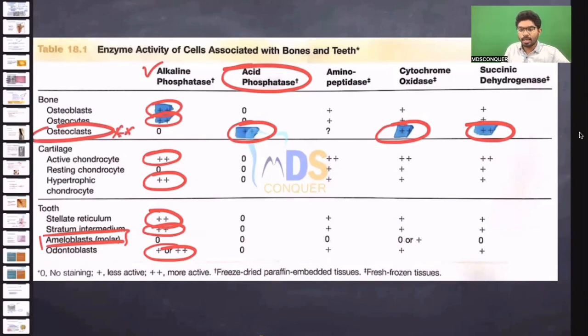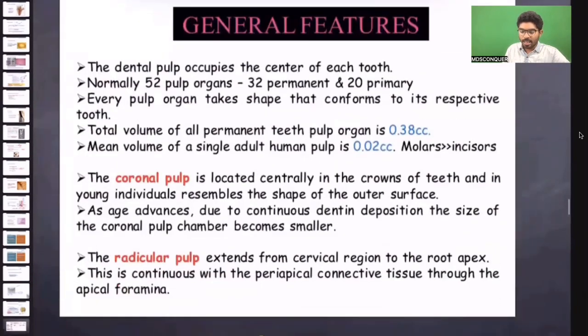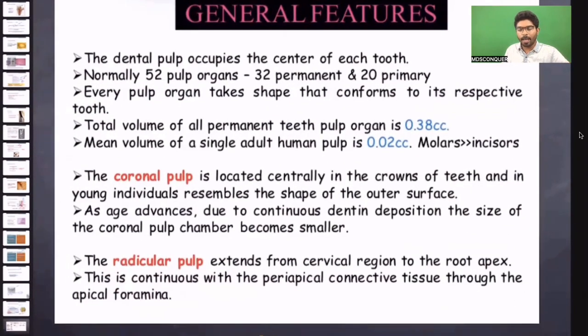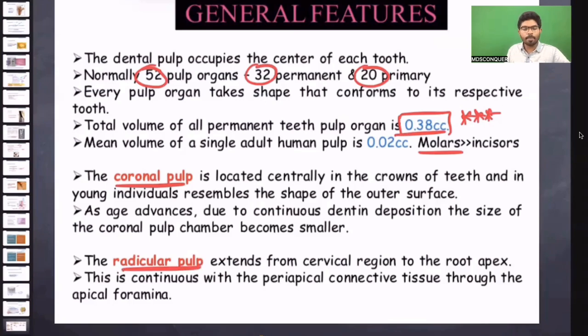Done. I'm moving ahead. Then comes pulp. Number of pulp organs are 52, permanent are 32, primary are 20. Volume of pulp 0.38 cc, so many times repeated. Highest is going to be for molars, that too maxillary first molars. I hope you know what is coronal pulp and radicular pulp.